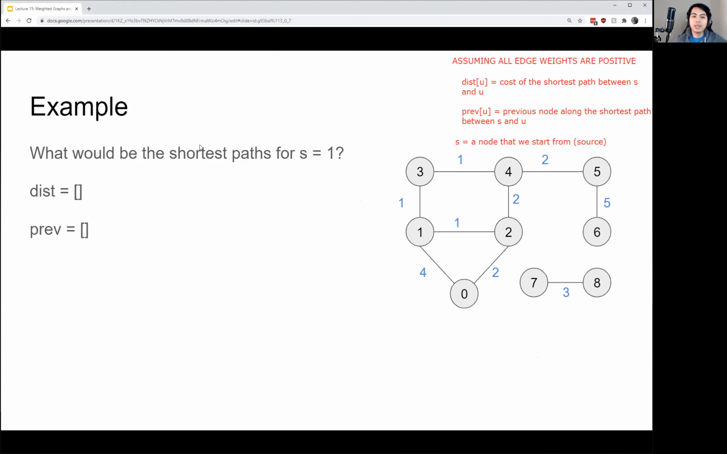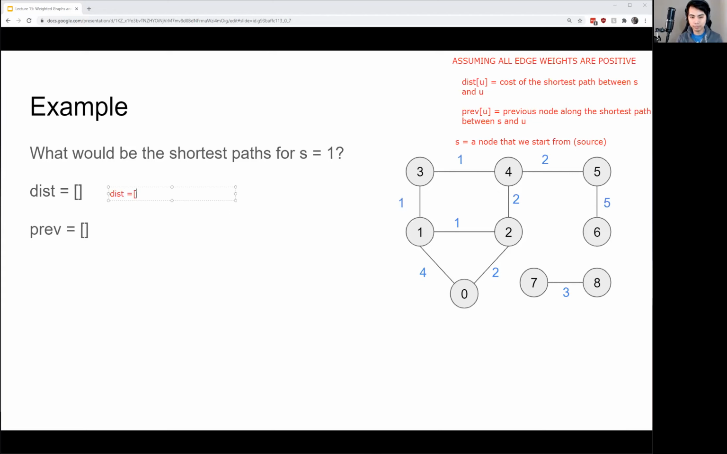So let's go ahead and look at an example. What is the shortest path from S, if we say that S is equal to 1? So what we're saying is that we will care about this node here, and we want the shortest path between this node and every other node that we could possibly visit. All right. So we don't know what distance and prev will be. We're going to try to figure this out by hand together.